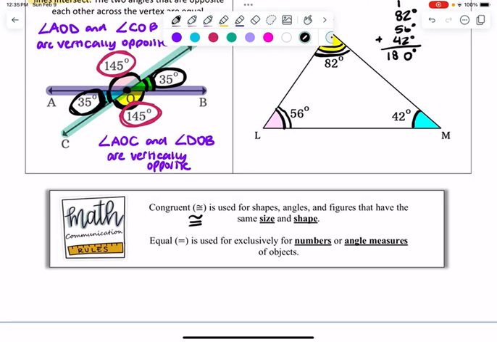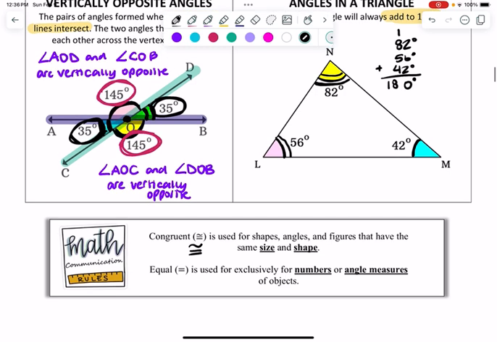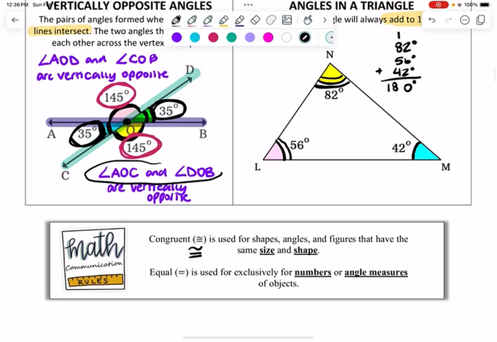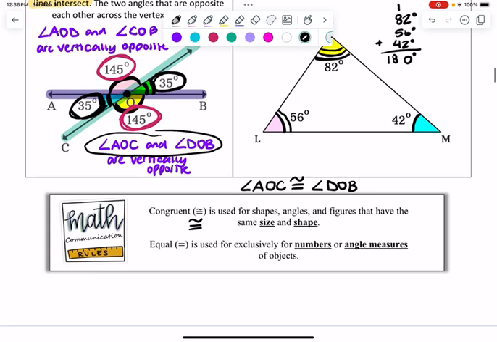So say, for example, I was talking about vertically opposite angles. So these guys are vertically opposite. I can write the statement, angle AOC is congruent to angle DOB because they are vertically opposite. Notice in the statement I just wrote down, I did not use numbers. I just used the angle symbols, or if I was talking about shapes, I could use shape symbols.